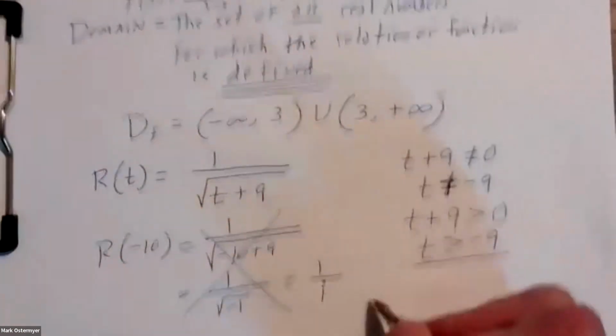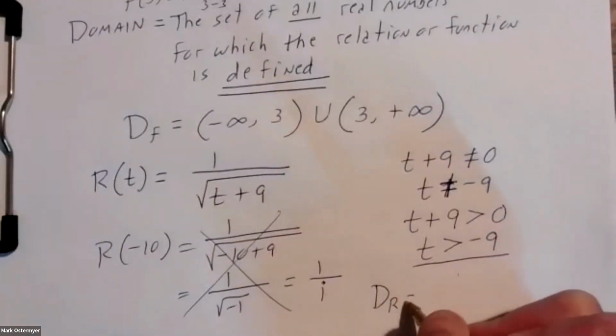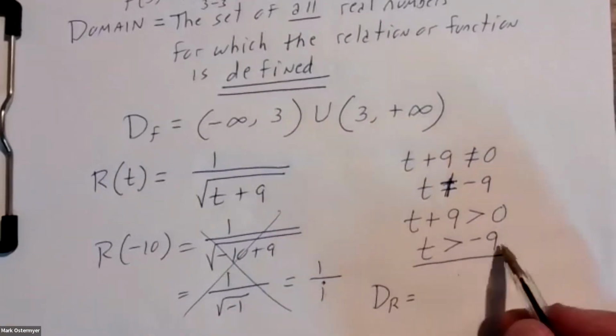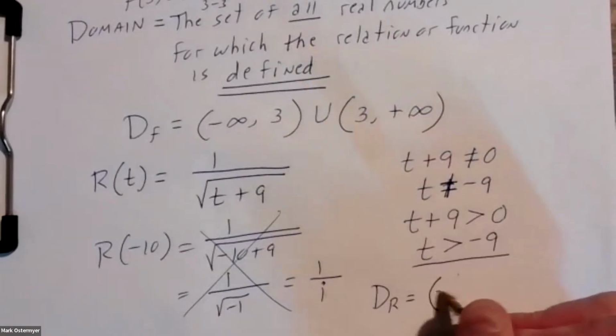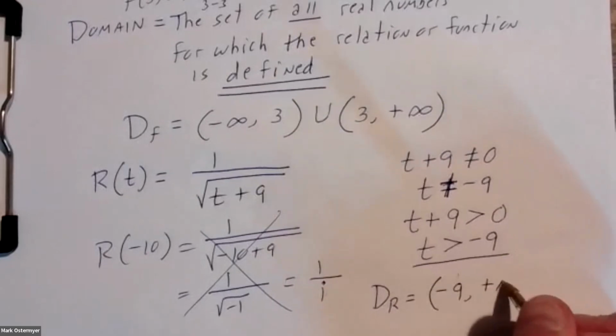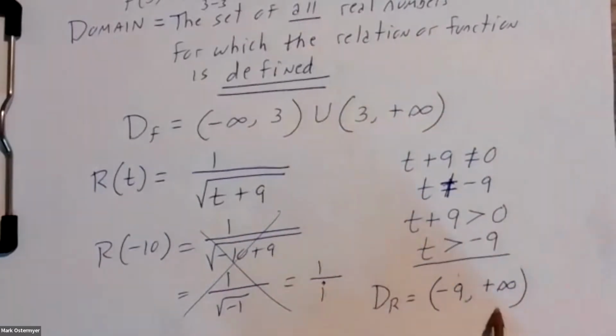Therefore, the domain of this function r is going to be all real numbers that are strictly greater than negative 9, hence not including negative 9, comma, up to positive infinity. That would be the domain of this function r here.